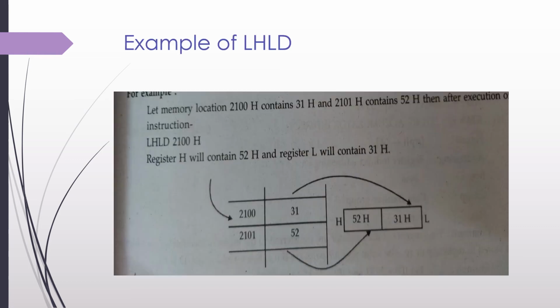The same we have explained with one particular example, LHLD 2100. In 2100 some data is there, in 2101 some data is there. That 2100 data will go to L register, and 2101 data will go to H register. So after the execution, H will have 52, L will have 31 as the content. That is the example of LHLD instruction.